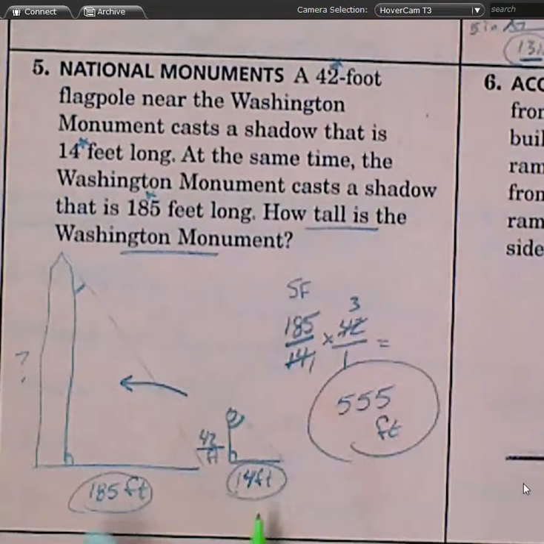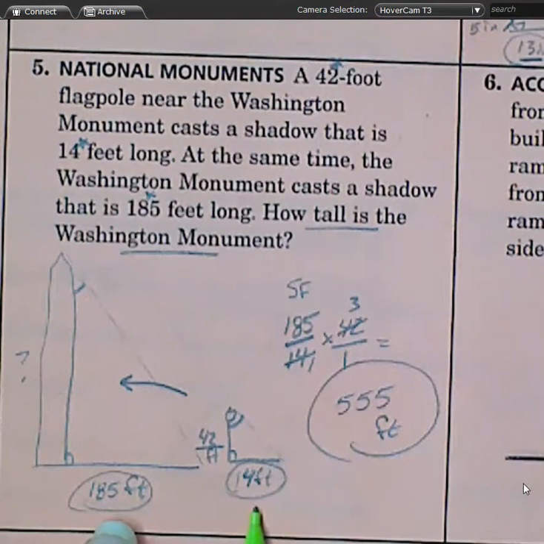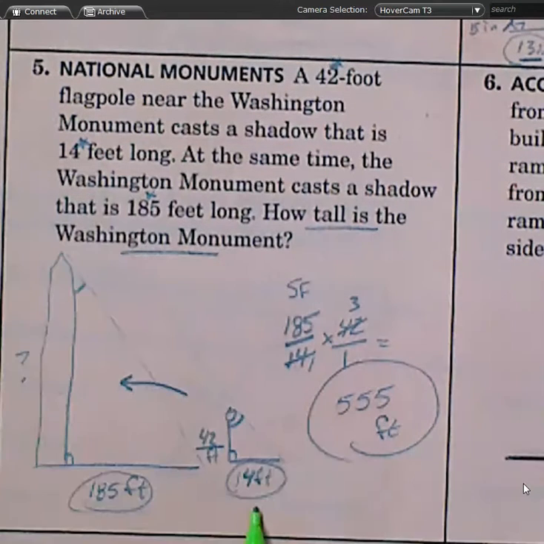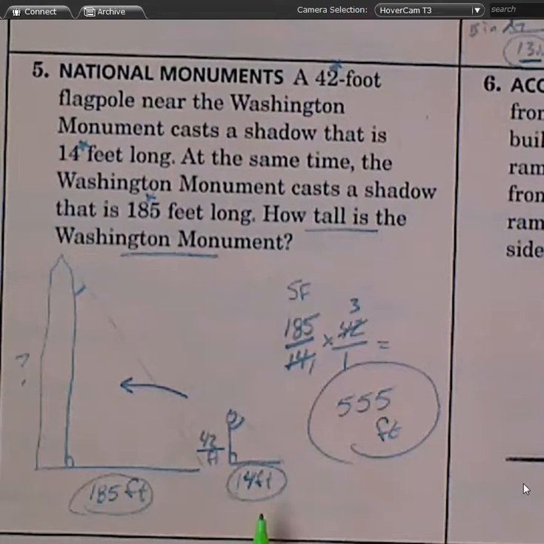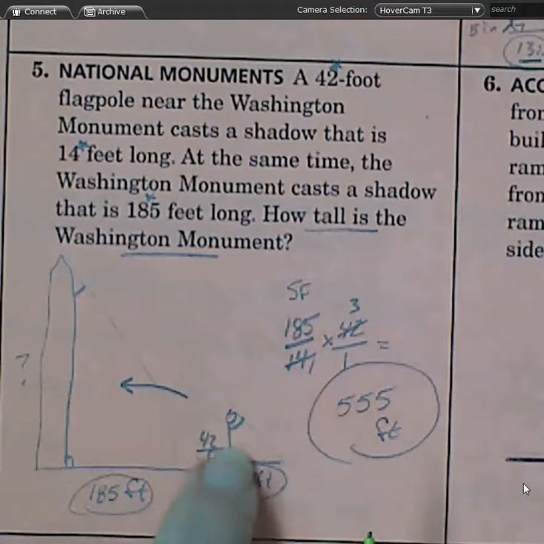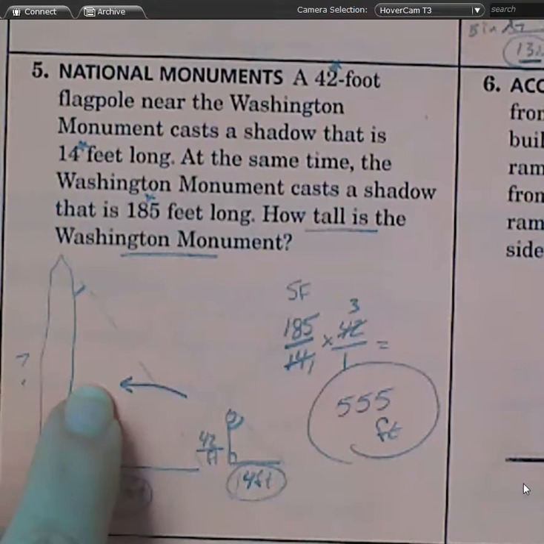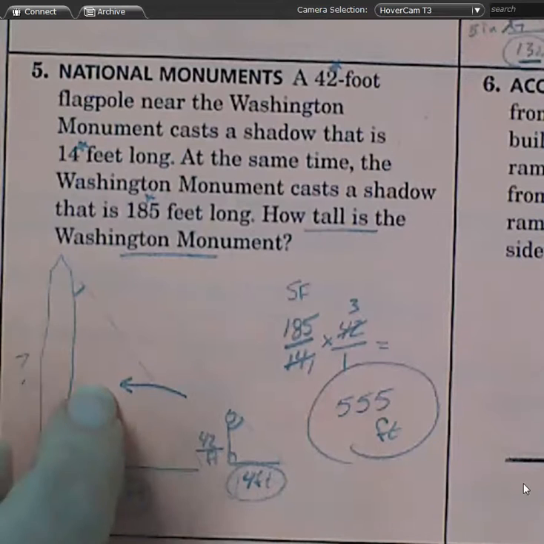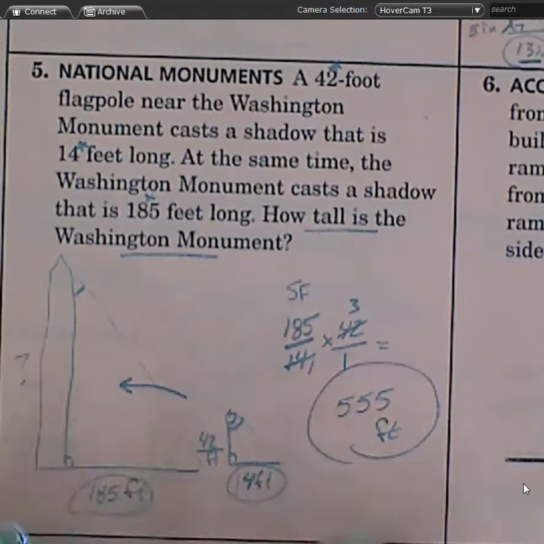You take the two corresponding sides that you know and make your scale factor. Someone tell me again, how do I know if the big one goes on the top or the little one goes on the top? How do you tell? Quincy? If the monument is getting bigger, if you're going to a bigger number, it goes on top. Good. If my scale is getting bigger, if my picture is getting bigger, the big number goes on top. If it's shrinking, the little one goes on the top, so it would have to be less than 1.